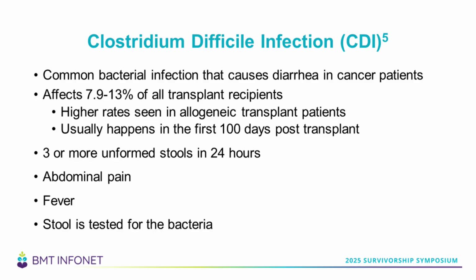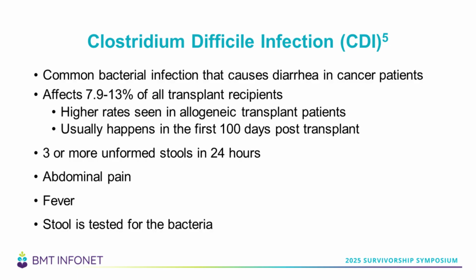So one of the most common bacterial infections that causes diarrhea in cancer patients is a bacteria called Clostridium difficile. This affects anywhere from about 8 to 13% of all transplant patients, with higher rates seen in allogeneic transplant patients. This infection usually happens in the first 100 days after transplant.